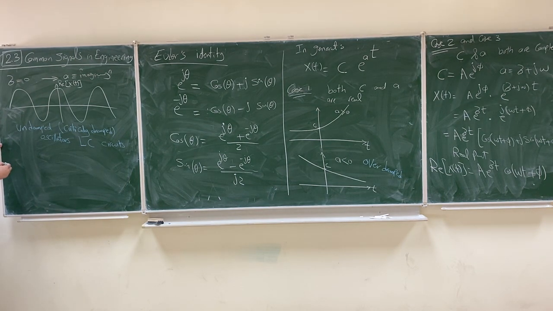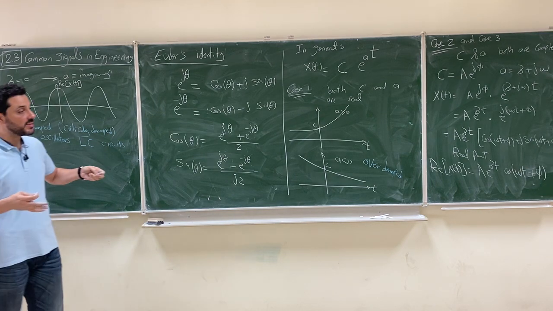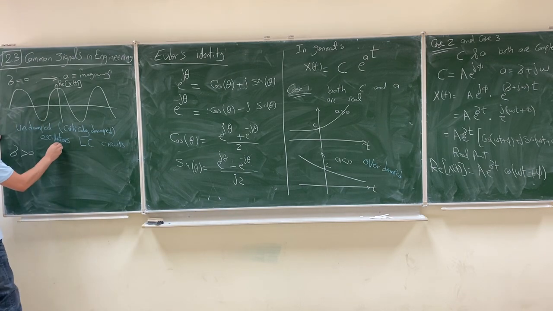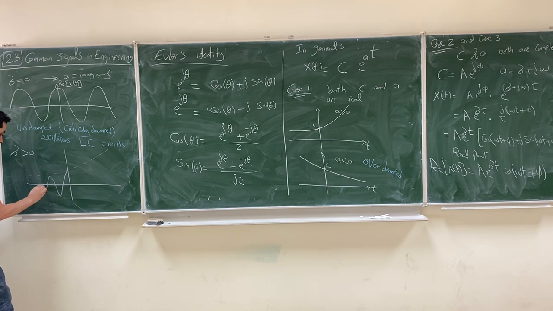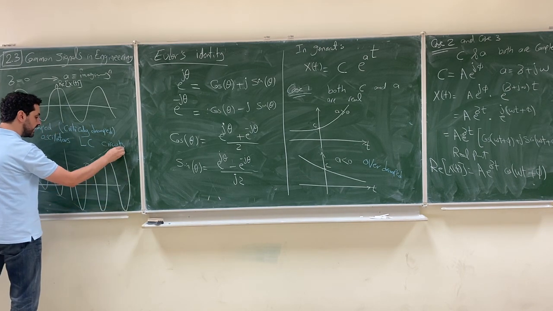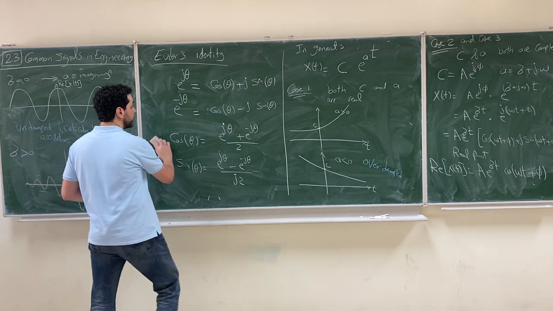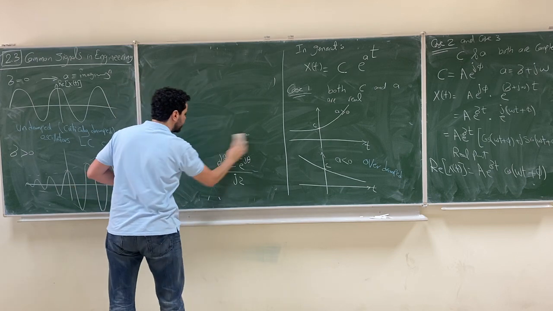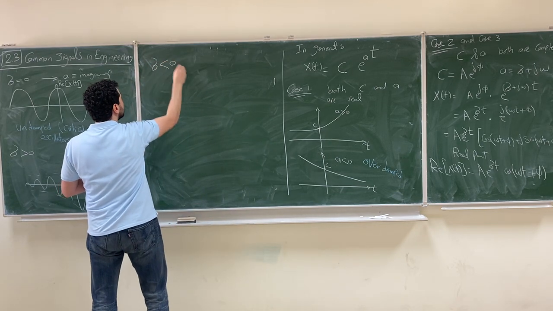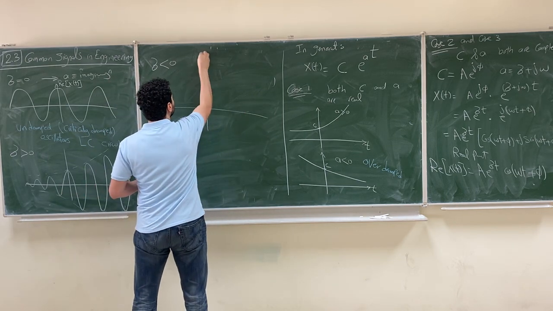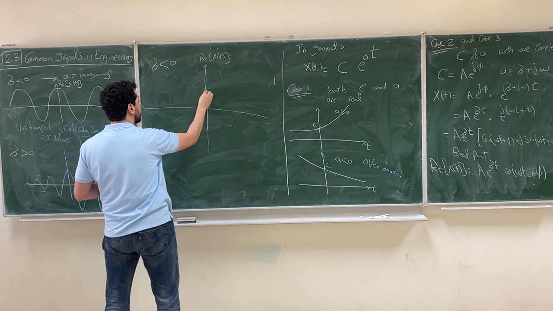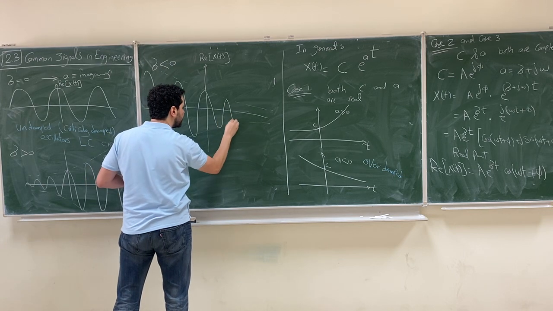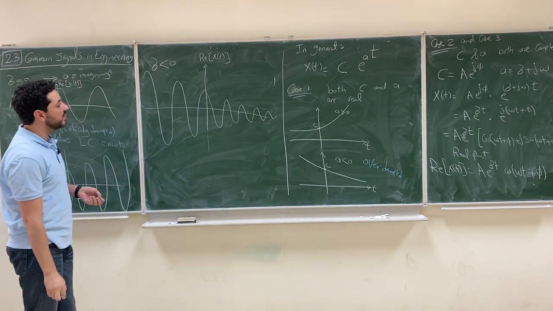If sigma is greater than zero, then the magnitude of the cosine wave is going to be increasing, something like this. This is how the signal will look. If sigma is less than zero, it's negative, then the real part of x of t is a cosine wave with decreasing amplitude, so it will look like this. The magnitude of the cosine is decreasing, and this is what we call an underdamped signal.